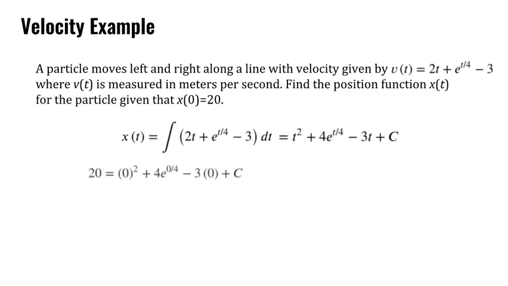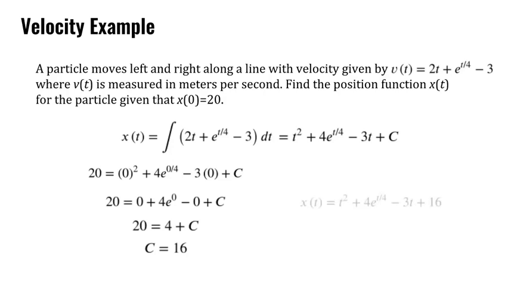We make substitutions on both sides. Then simplifying and solving for c gives c equals 16. And we can write out x of t with the appropriate c value as our final answer.